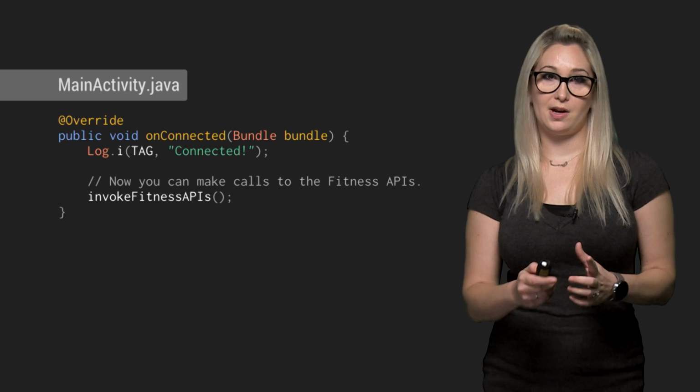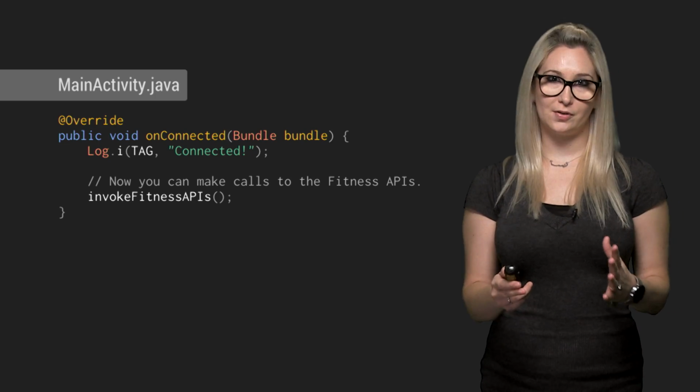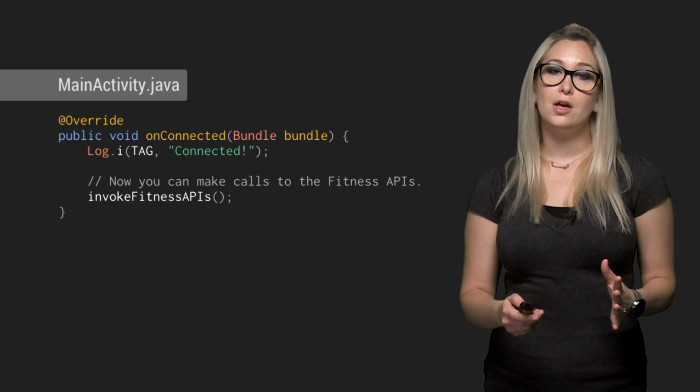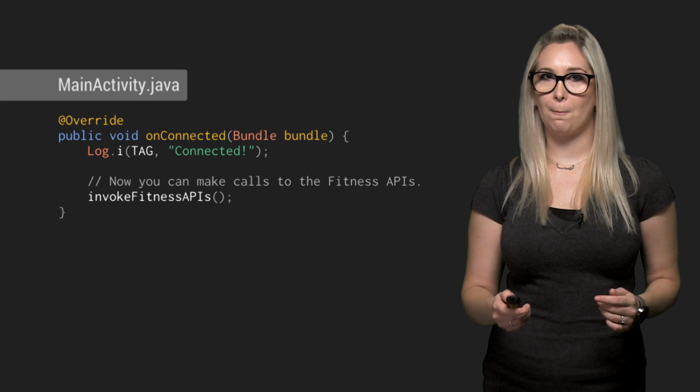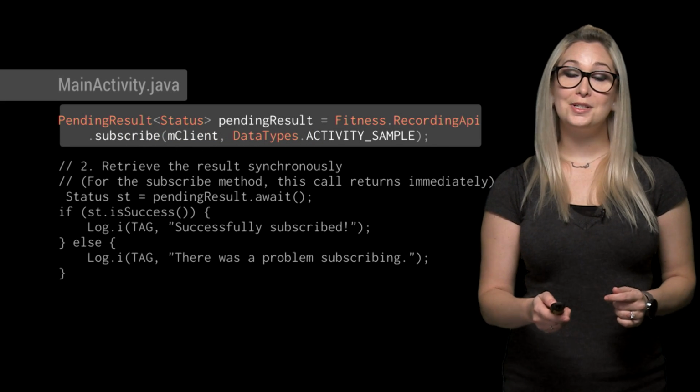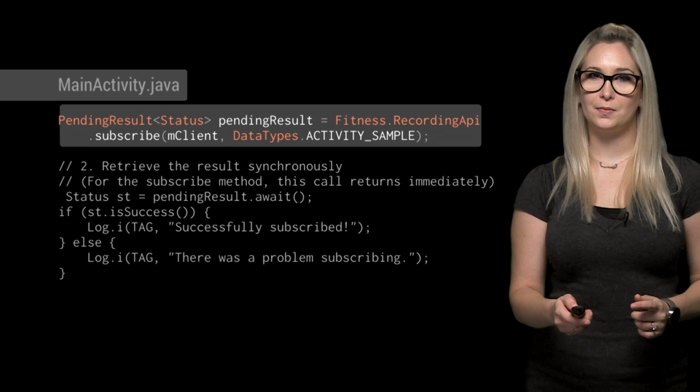Just like for the Sensors API, we need to go through all the steps of connecting to Google Play services and requesting the Fitness API and scopes. So once we get connected, we're good to go. The call to subscribe should look fairly familiar by now. The difference is which API we're calling.